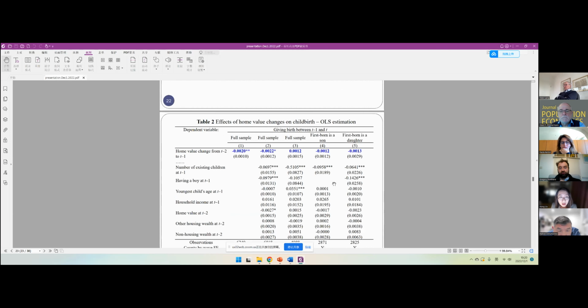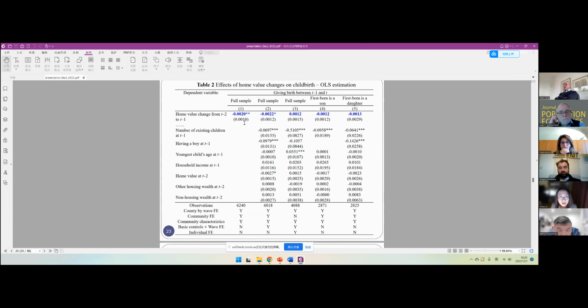So let's first look at the OLS results. In the first column, we observe a negative association between home value change and the likelihood of giving birth in the previous 2 years when we control for county-by-wave fixed effects. And in the second column, we find the negative association is robust to the control of more household characteristics. In the third column, we control for individual fixed effects. The estimates become insignificant.